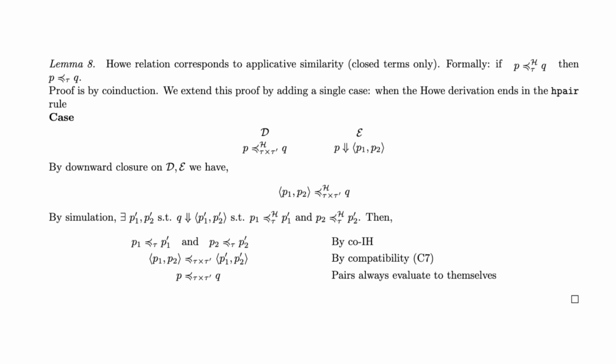The eighth and final lemma to prove says that Howe's relation coincides with applicative simulation for closed terms. The proof is by co-induction on the derivation of the Howe relation. The only case we need to add is the case where the derivation of Howe's relation ends with the H-pair rule. The proof of this case uses Lemma 7, downward closure, Lemma 6, Howe mimics simulation conditions, and appeals to the co-inductive hypothesis before constructing the applicative similarity derivation made possible by its compatibility.